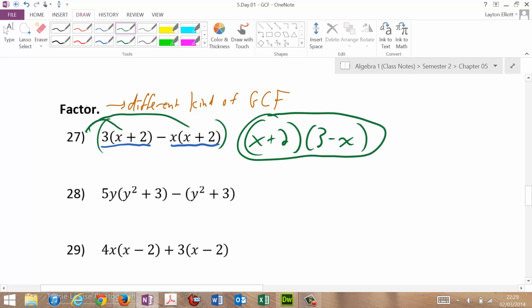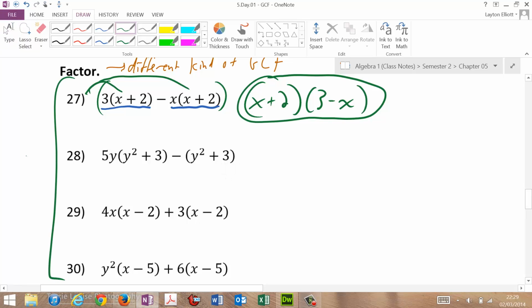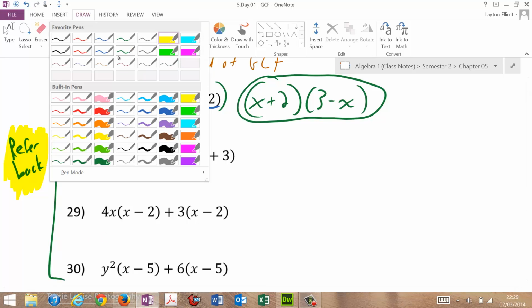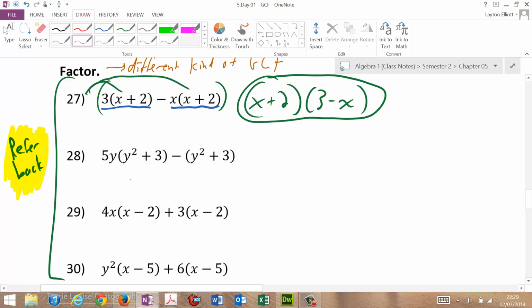This is a very special kind of factoring that you're going to have to know. And I would refer back to this frequently. I mean that, frequently. You're going to have to come back to these 4 examples a lot, especially when we get to some of the later stuff. Because in number 28, what's in common between the two sides is this entire thing, a y squared plus 3. I wouldn't be able to factor it if it wasn't.